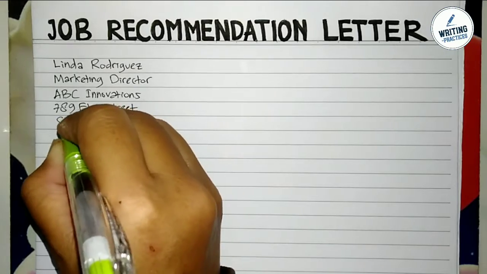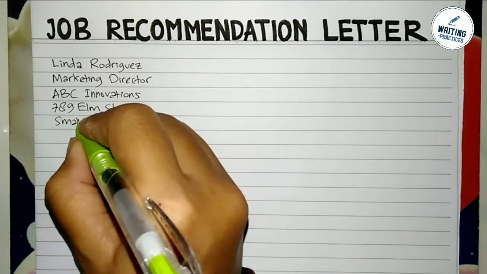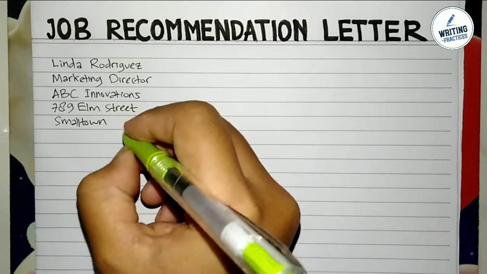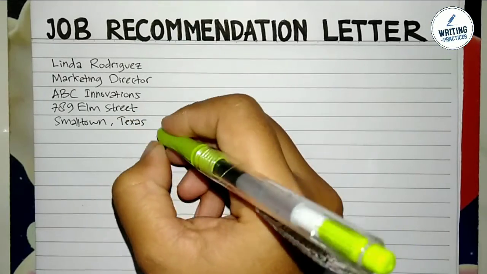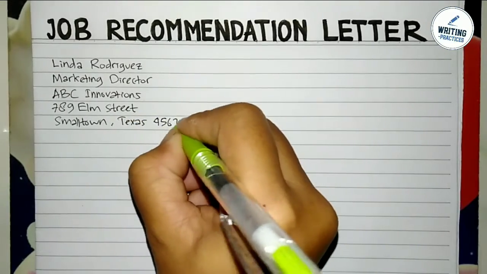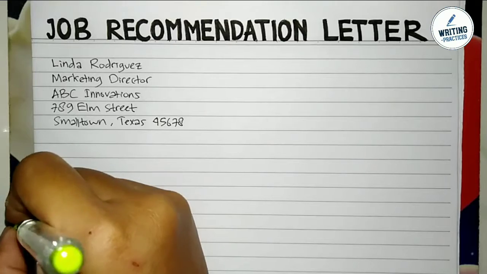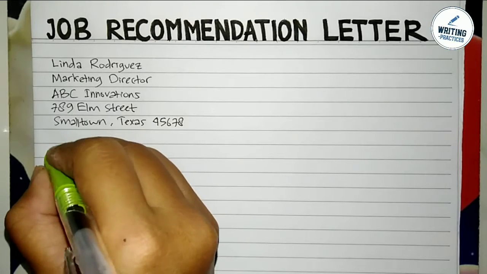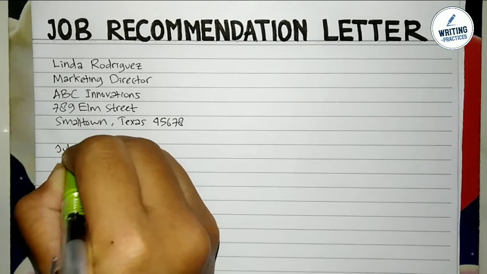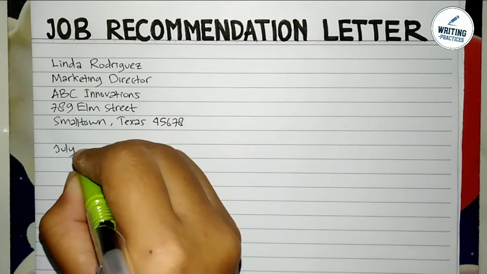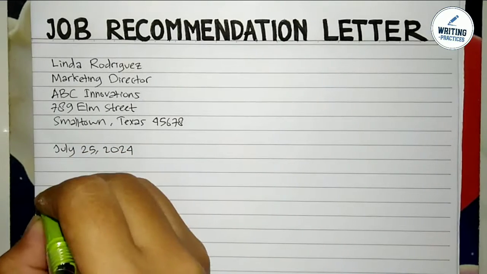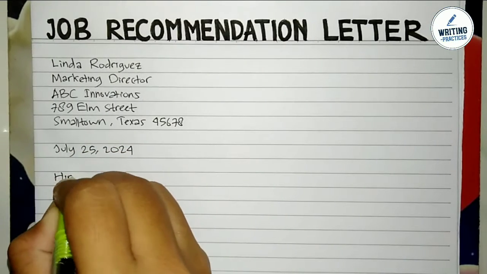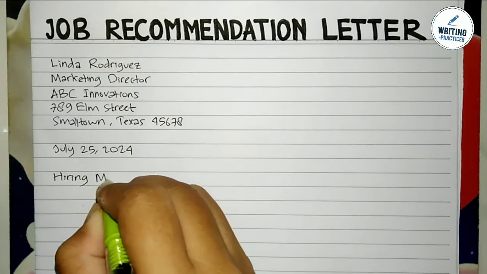Here, Writing Practices will show you how to write a job recommendation letter step by step. Check this out. First of all, write your full name. And then, write your position in the company. In this case, the writer is marketing director. And then, write the name of the company. Write also the address of the company. When you do it, you must include the number, street name, city, state, and zip code.